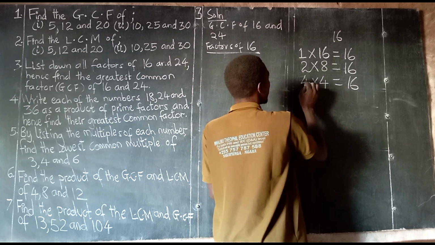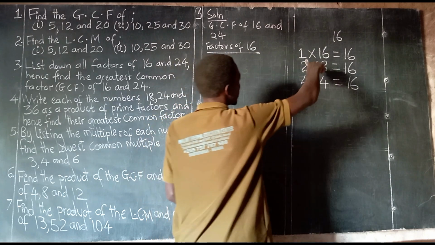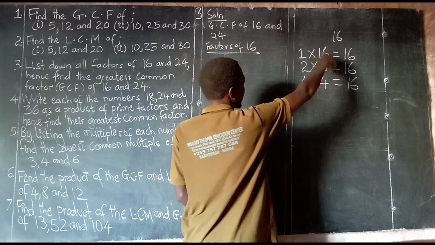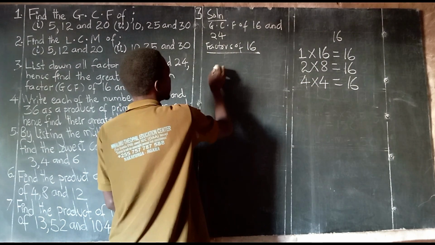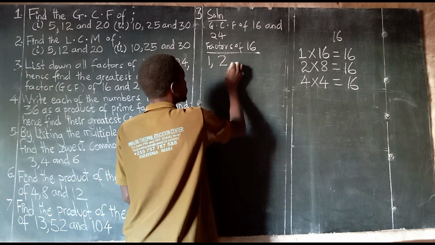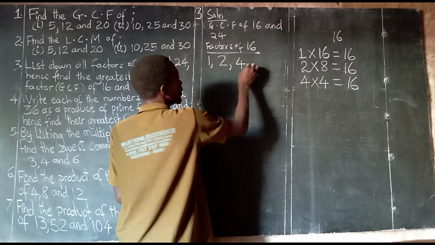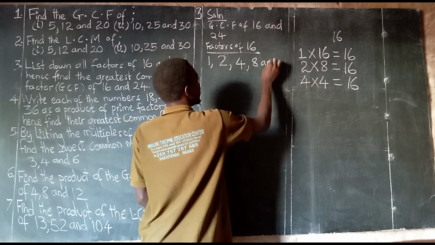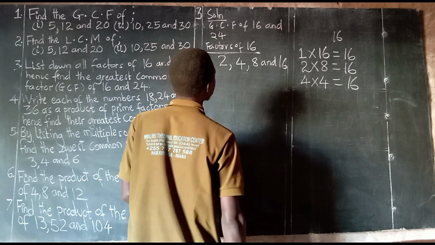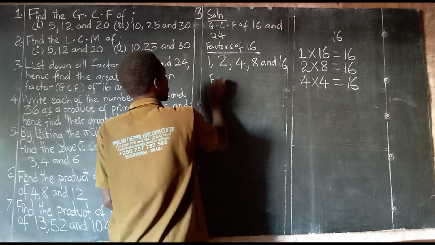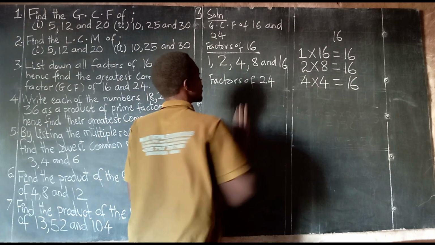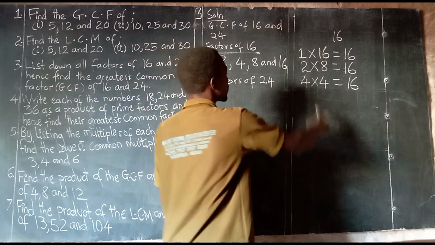So the factors of 16 are 1, 2, 4, 8, and 16. Now we are through with our factors of 16. The factors of 24, the way we do is the same.